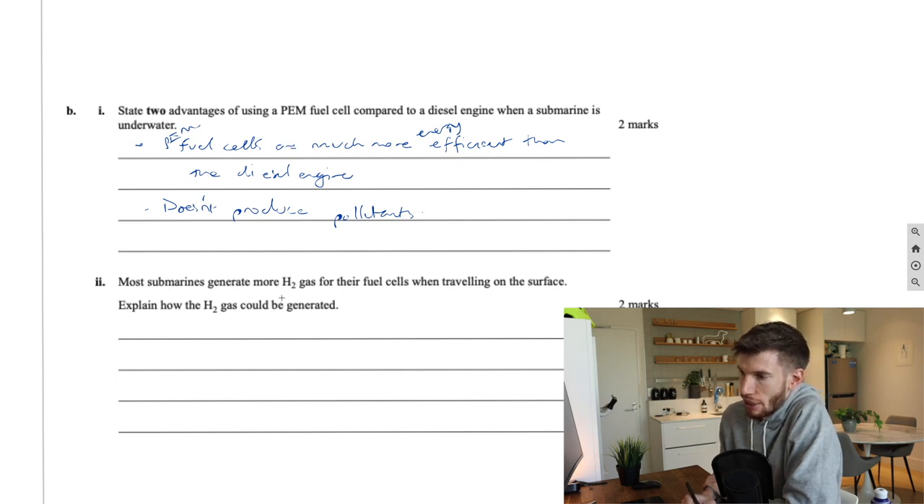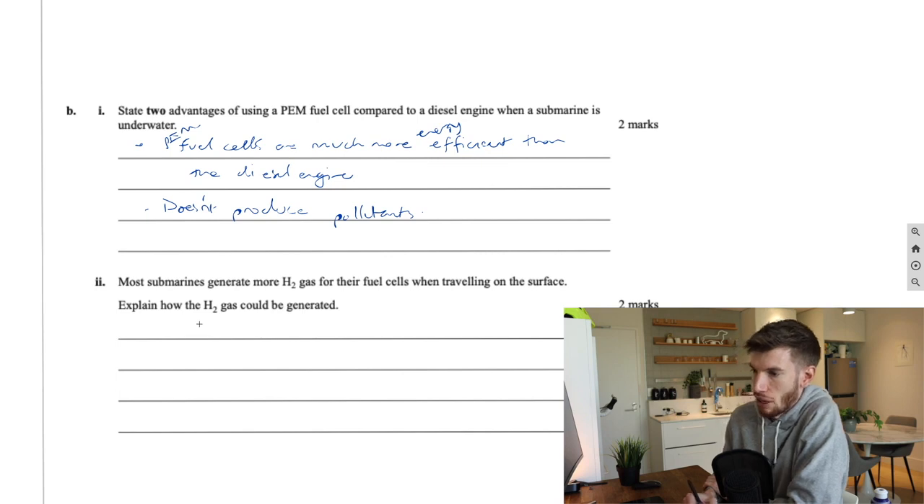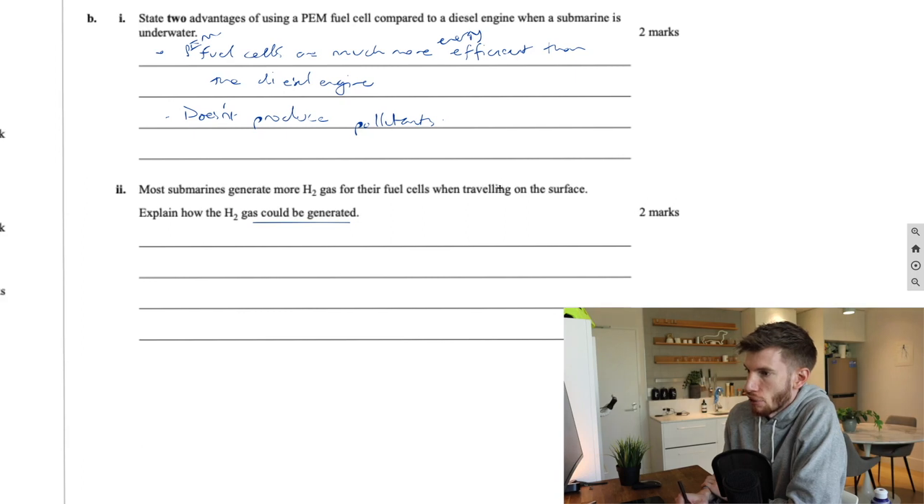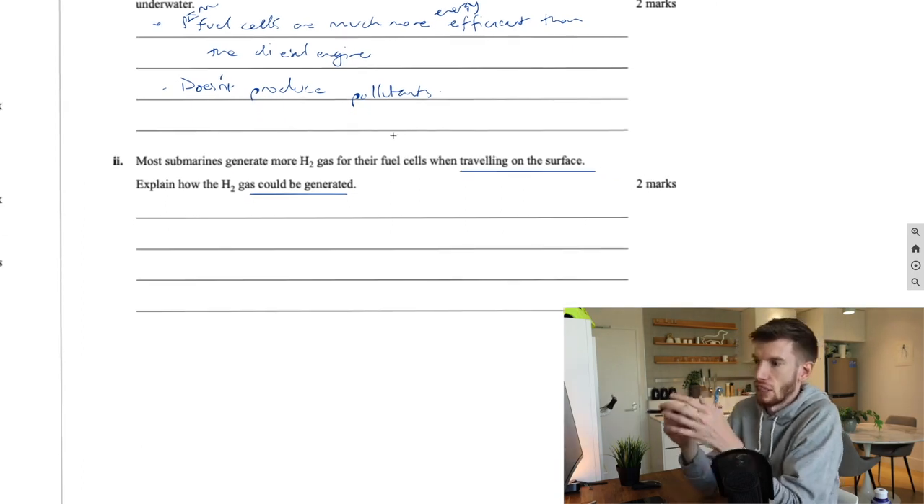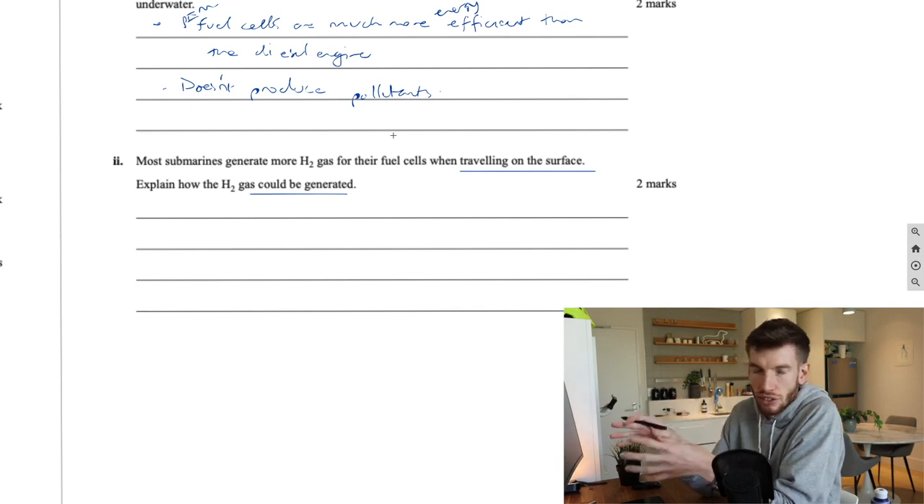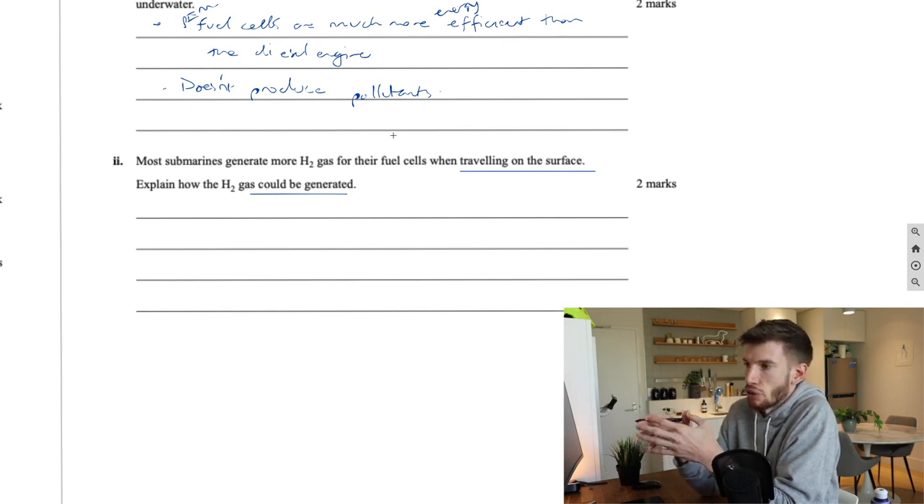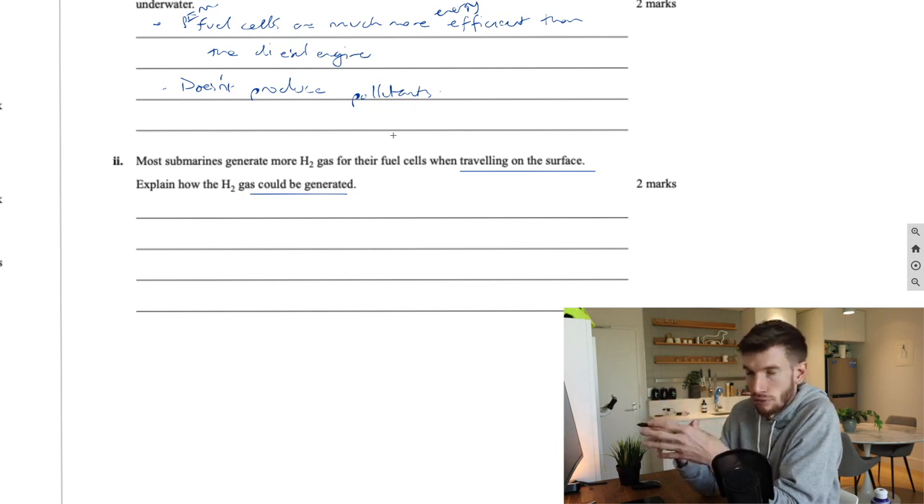Most submarines generate more hydrogen gas for their fuel cells when traveling on the surface. Explain how hydrogen could be generated. So this is a pretty tricky one. All they've told us is that it's traveling on the surface. They said that when it's underneath the water, it's completely sealed off from the environment. And the system itself is completely sealed off. So you can't say that water or air or anything is getting into the fuel cell, but they did say it runs on both fuel cells and diesel engines.